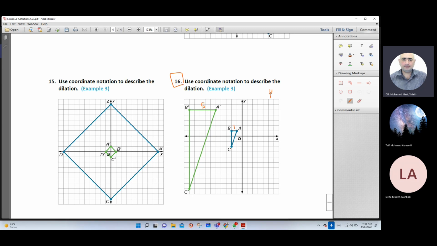So k equals 5 over 1, which means 5. And when the scale factor is greater than 1, it means we have enlargement. So the rule (x, y) will be multiplied by 5: 5 times x will be 5x, and 5 times y will be 5y.